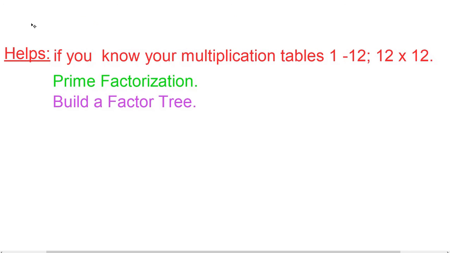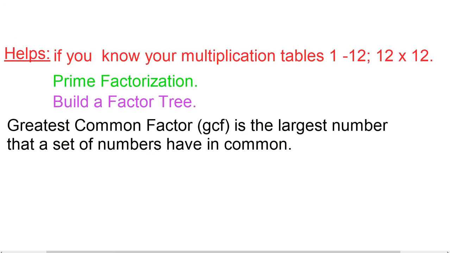So let's look at greatest common factor, GCF. It helps if you know your multiplication tables 1 through 12, up to 12 times 12. You know prime factorization and how to build a factor tree. Let's look at the definition for GCF and run through some examples.